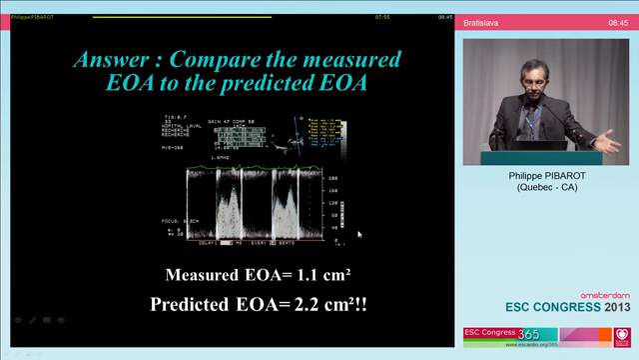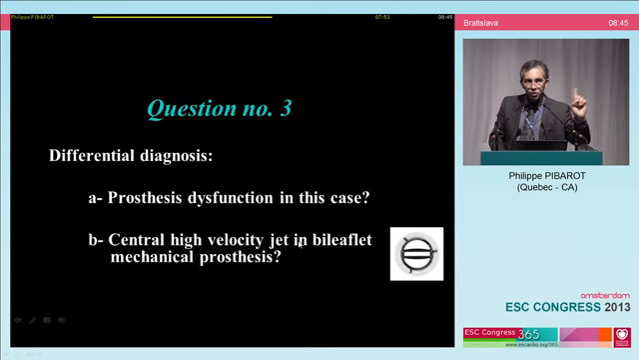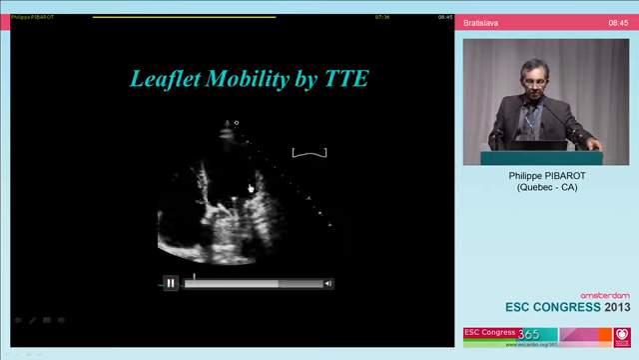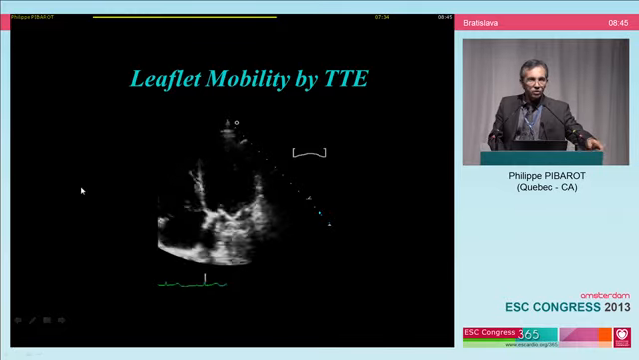So it is still a matter of concern that we may have a dysfunction, but you still have one other thing in your differential diagnosis, which is, again, this central high velocity, because this is a bileaflet mechanical valve. So to address that, you need to assess leaflet mobility by TEE or fluoroscopy, or you can also use CT. But actually, in this case, by TTE, we had the answer.